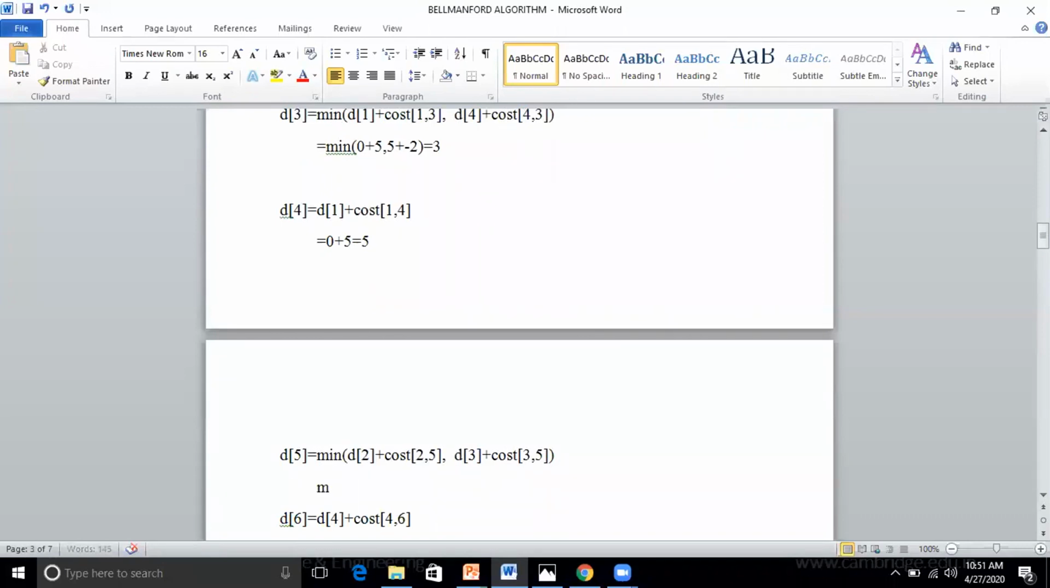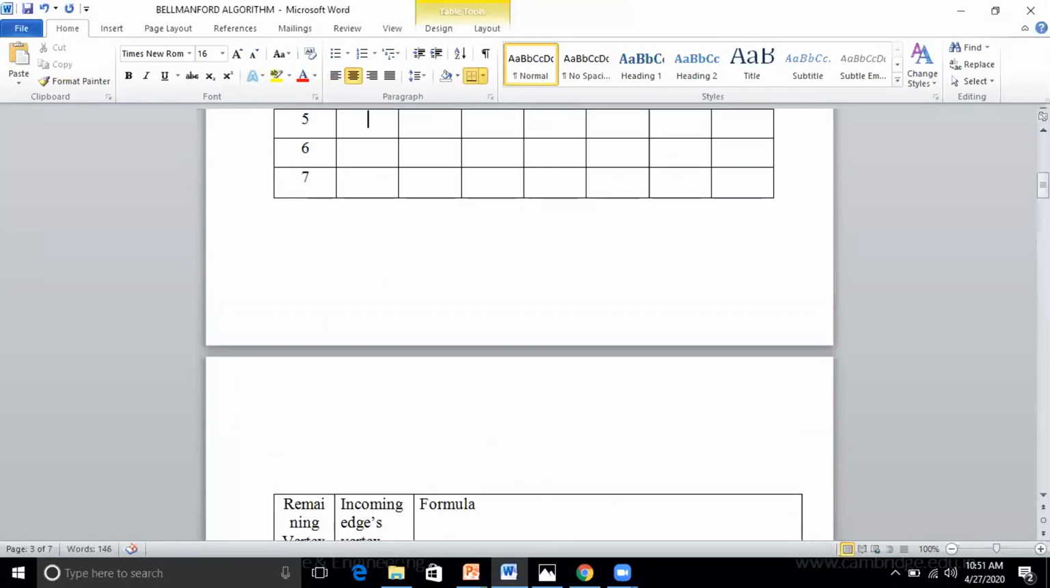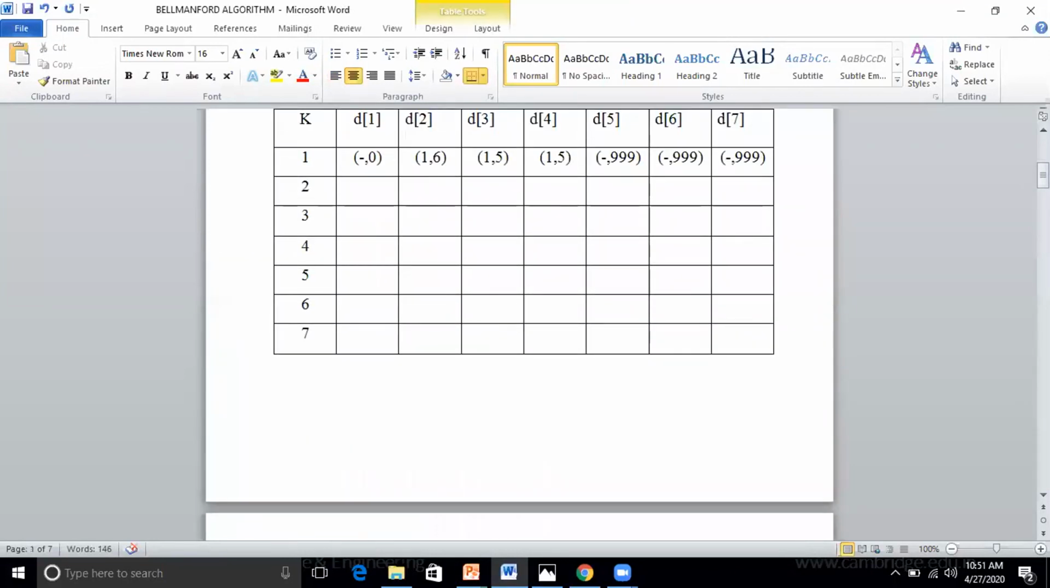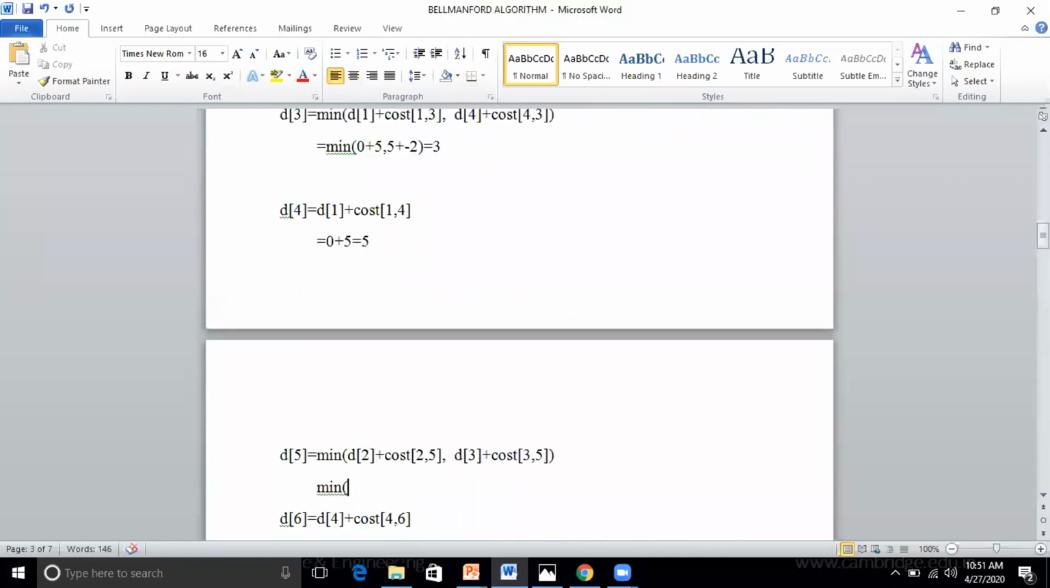min of, what is d of 2? Previous value, not the current value. You should take the previous value only. What is the d of 2 previous value? 6. d of 2 is 6. 6 plus, what is the edge cost from 2 to 5?